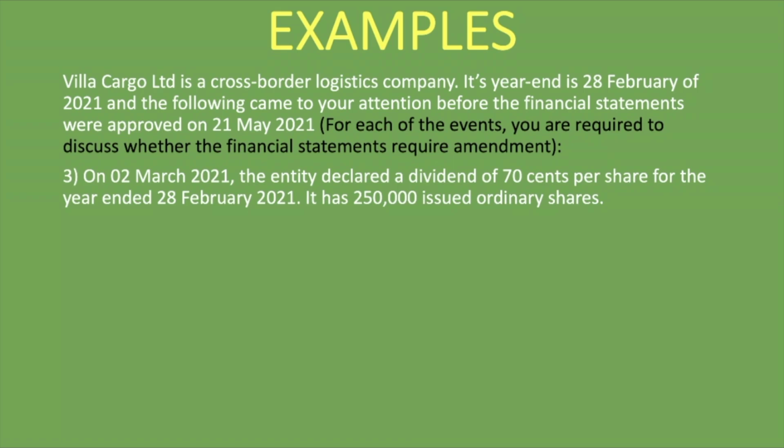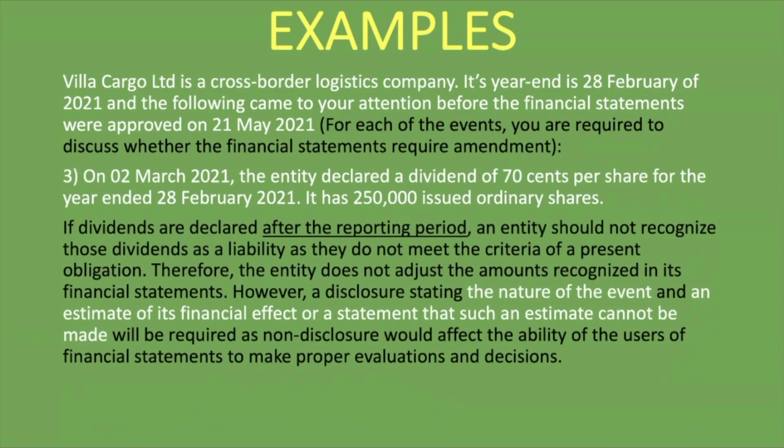Well, if the dividends were declared after the end of the reporting period, which is the case here because they were declared on the 2nd of March, and we know our year end is 28 February, then we know that this is a non-adjusting event. So if dividends are declared after the reporting period, an entity should not recognize those dividends as a liability, as they do not meet the criteria of a present obligation. They were not a present obligation at the reporting date. Therefore, the entity does not adjust the amounts recognized in its financial statements, obviously because it's a non-adjusting event.